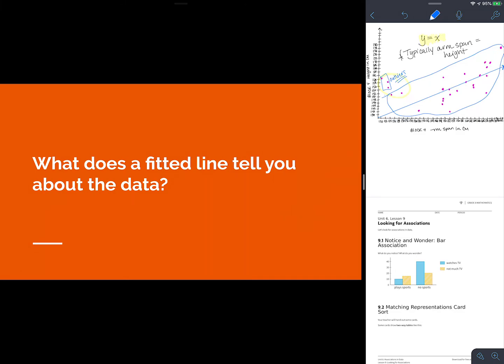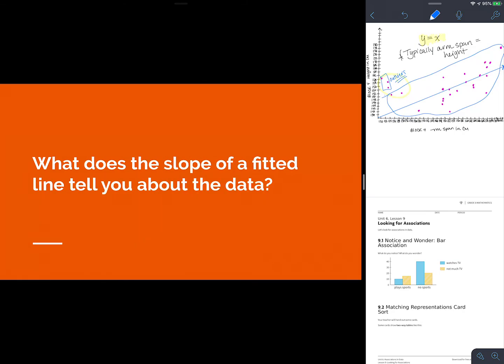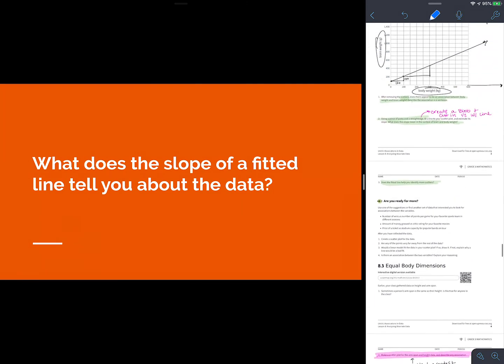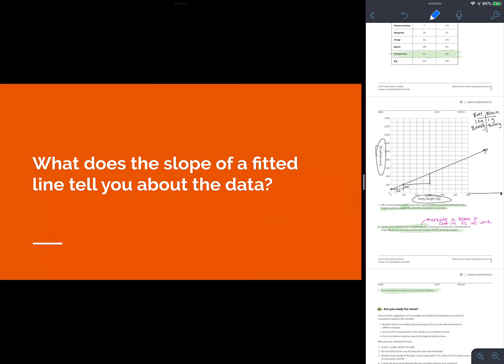What does a fitted line tell you about the data? It represents a model that can be used to make predictions about the dependent variable based on the value of the independent variable. And what does the slope of a fitted line tell you about the data? It tells you the amount the dependent variable will increase or maybe decrease for a 1 unit increase in the independent variable. So we kind of saw that in both of those components, especially if we go back to the one about the body weight. We said as the body weight increased by 1 kilogram, the brain weight increased by 1 gram, actually, which we saw right there.